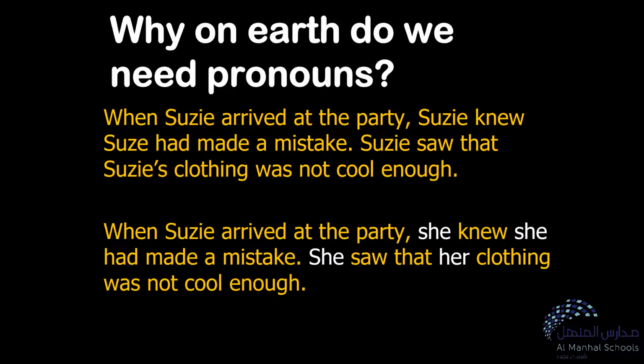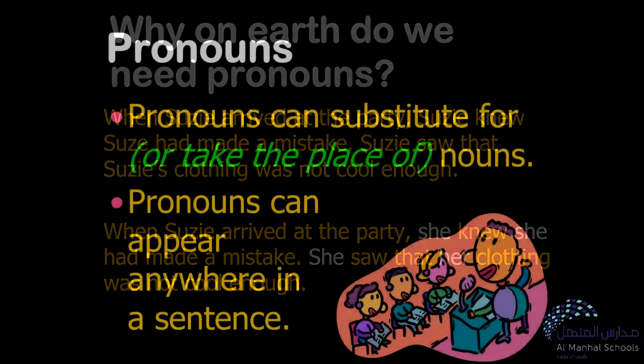So your sentence now reads, when Susie arrived at the party, she knew she had made a mistake. She saw that her clothing was not cool enough. Notice that I've highlighted all of the pronouns used in this sentence in a different color so that you can see where the pronoun takes the place of the actual noun or the subject of our sentence.